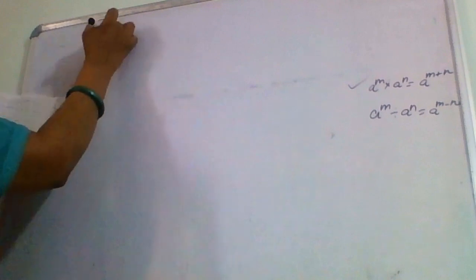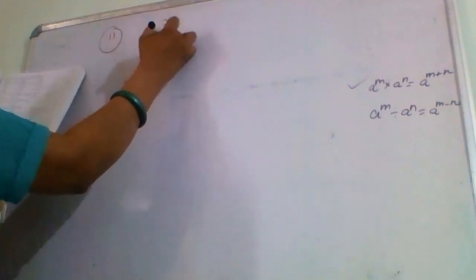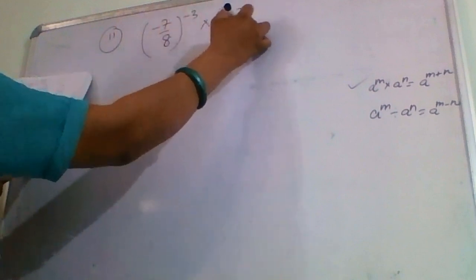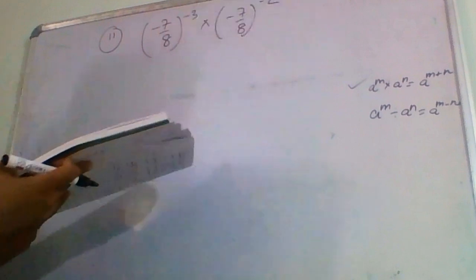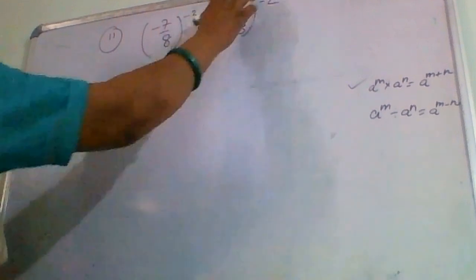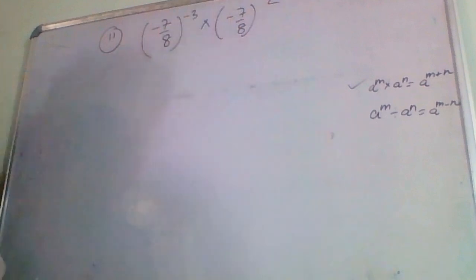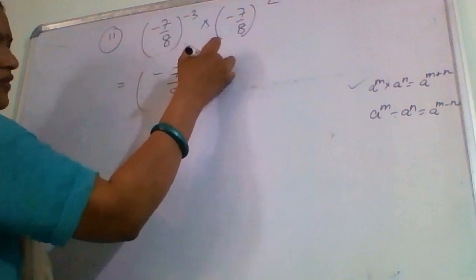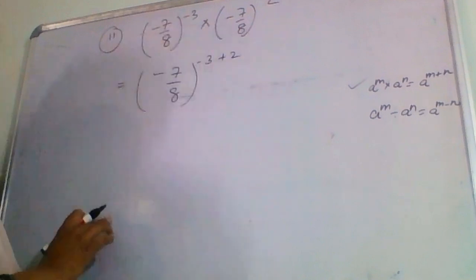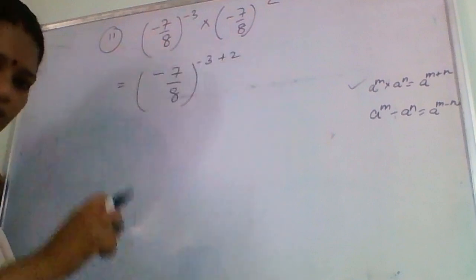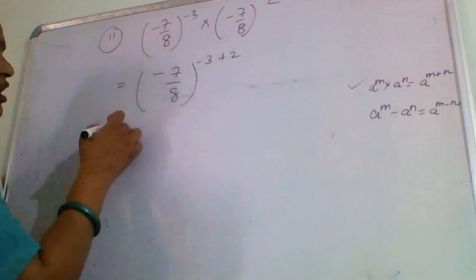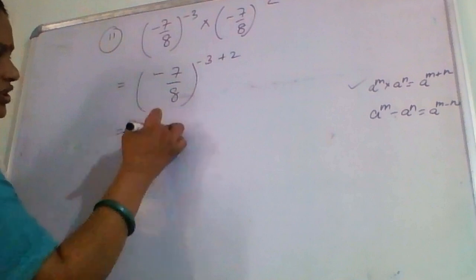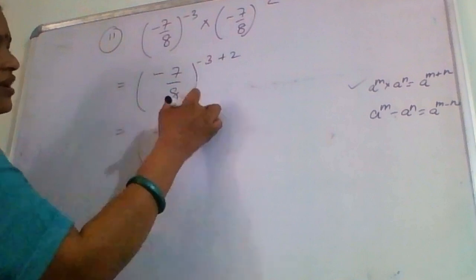The second part is (-7/8)^-3 into (-7/8)^-2, it's only 2. So here I just make it directly (-7/8) raised to power -3 plus 2. Here I have not put the bracket because no two signs come simultaneously together. That's why I don't put the bracket as I have done in the previous question. So here one is negative, one is positive, minus 1.